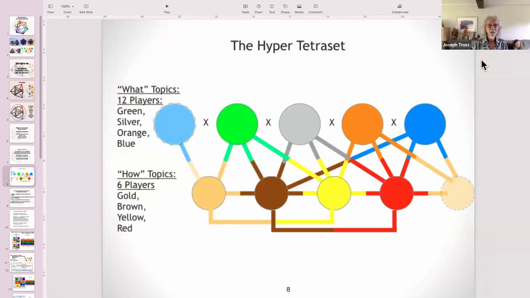And what you can see here is that these 4 nodes are the internal tetrahedron. And you can see that they are all connected. They're one away from, but they're all connected to each other directly. The gold is connected to the brown, the yellow, and the red. The brown is connected to the other 3, and so on. So these are all one away from, and they're all connected.